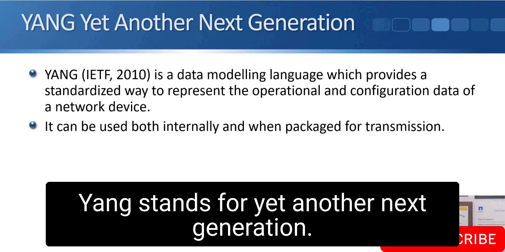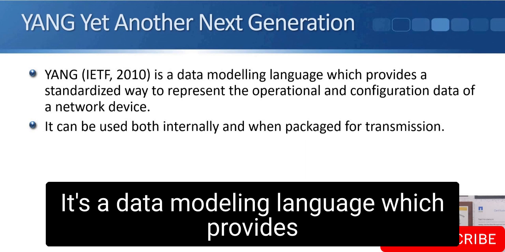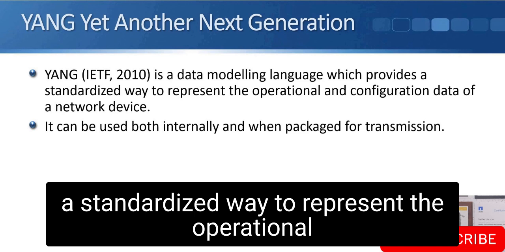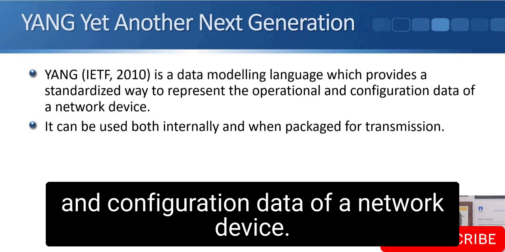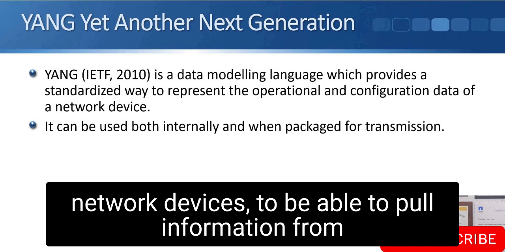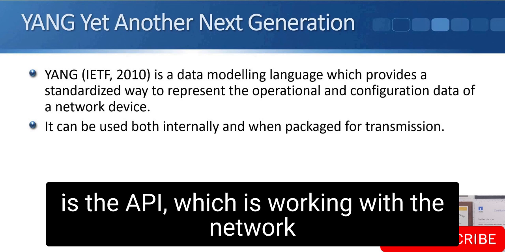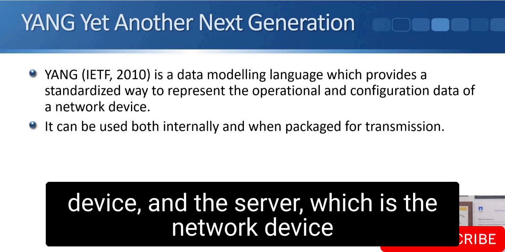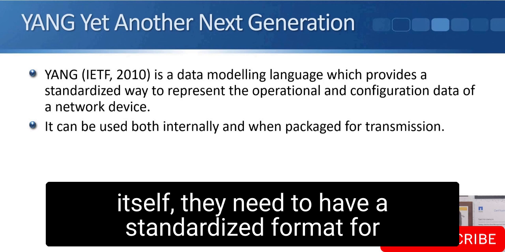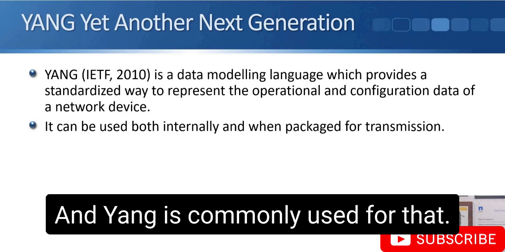YANG stands for yet another next generation. It was standardized by the IETF in 2010. It's a data modeling language which provides a standardized way to represent the operational and configuration data of a network device. So for using remote devices to interact with our network devices, to be able to pull information from them and to push information to them, the client, which is the API, which is working with the network device, and the server, which is the network device itself, they need to have a standardized format for that data to be laid out in, and YANG is commonly used for that.